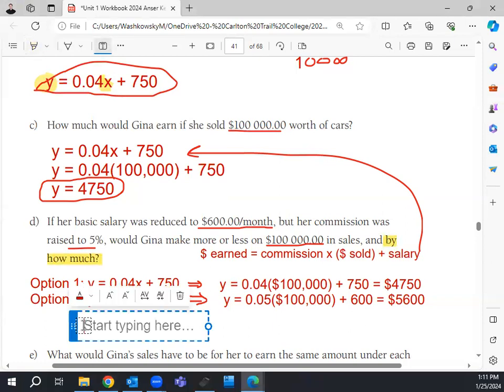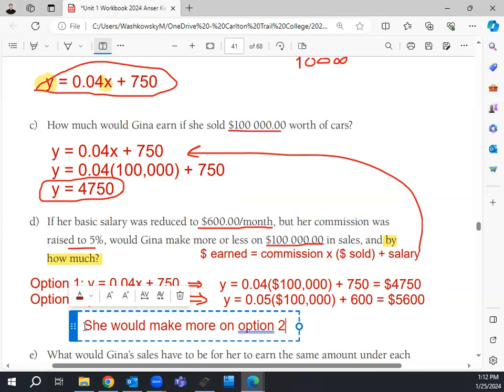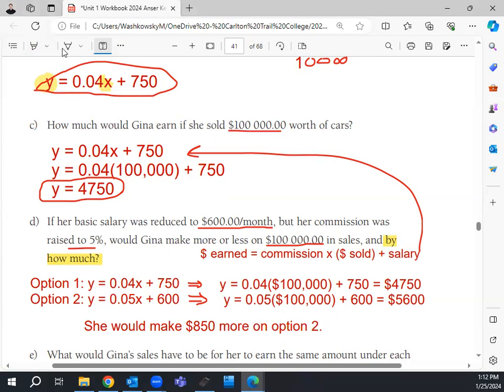So she would make more on option two. Specifically, she would make how much more? 850 bucks. So now I've answered the question to its completion. So again, you did all the hard work, but it's really important: reread the question. What is it actually asking you to show?